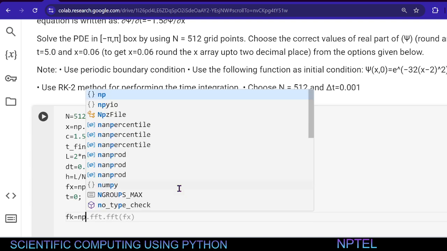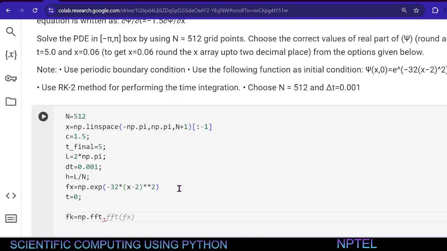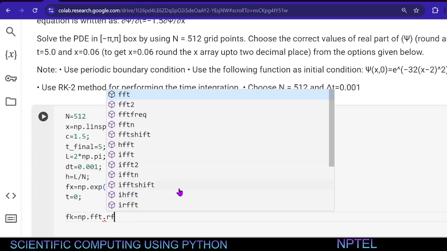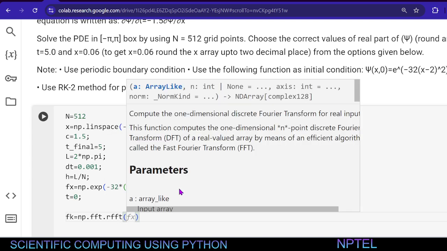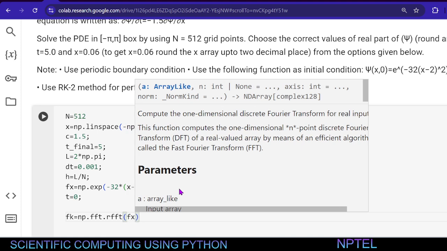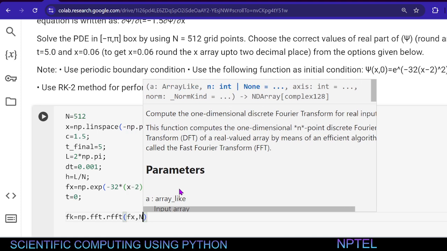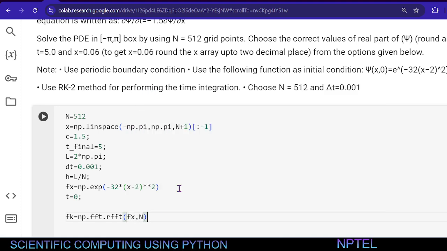np.fft.fft, but since we are dealing with real values, we can use rfft, the real fast Fourier transform, of fx, the function, and we have to tell it how many points we have, which is n. The way we have defined it in the course and the way it's defined in Python, we have to divide by n. So just remember this.